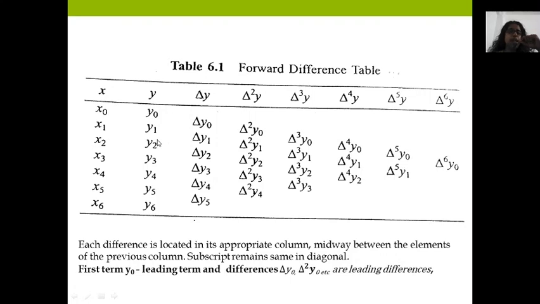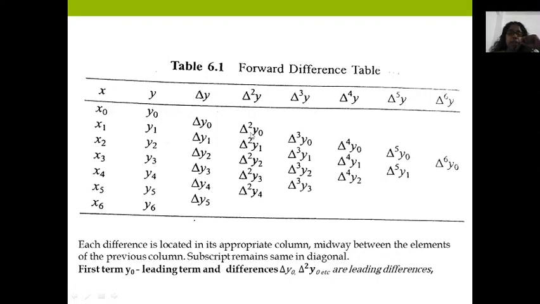Got the point? And what is delta y5? It is y6 minus y5. So we locate delta y5 at the midpoint of y6 and y5. So now you got the point. That is, we can systematically represent the forward differences in a table where each difference is located in its appropriate column midway between the elements of the previous column.